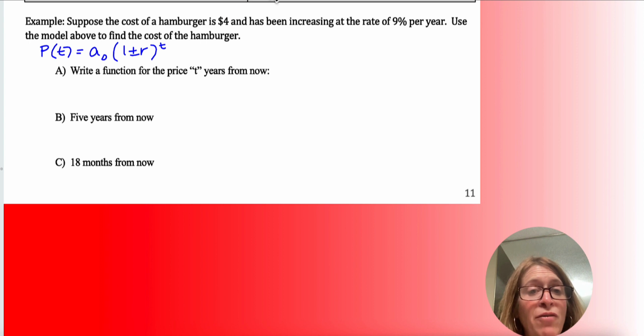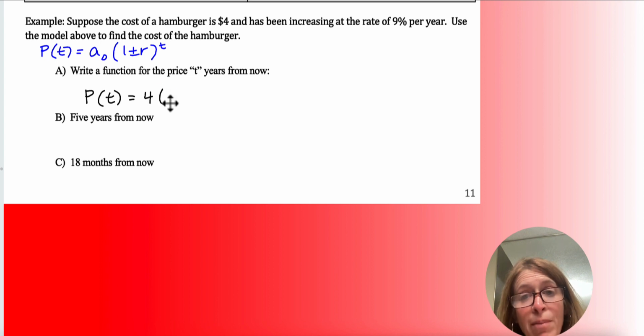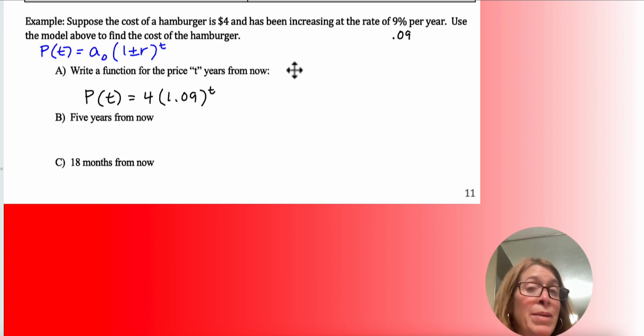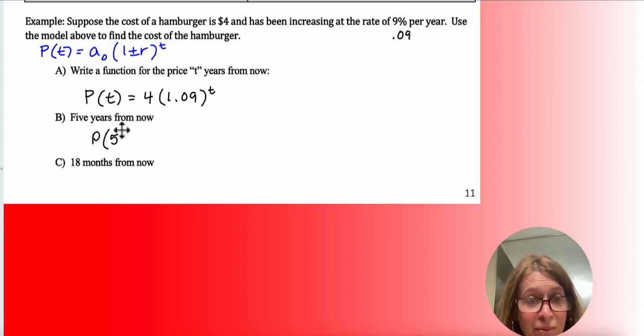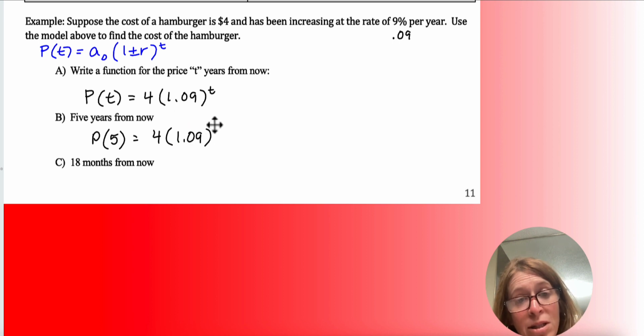All right, so if we're going to write a function here for the price t years from now, it would be p of t. My initial amount is $4. My rate is 9%, so 0.09. So that would be 1.09 to the t power. I'm adding 1 immediately. 5 years from now, that would be p of 5. So 4 times 1.09 to the 5.